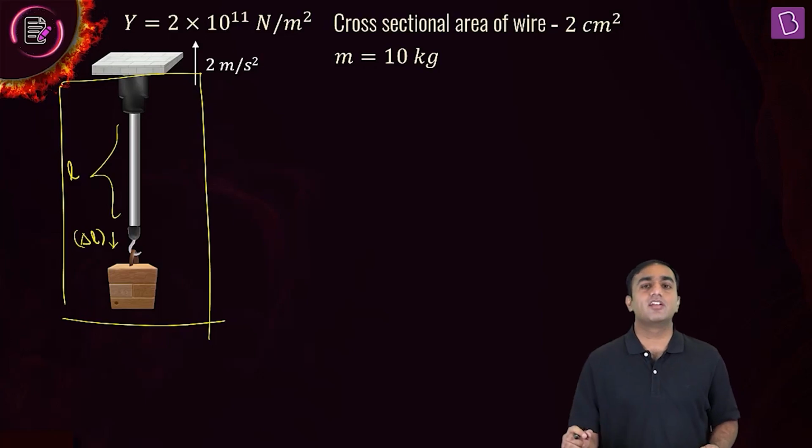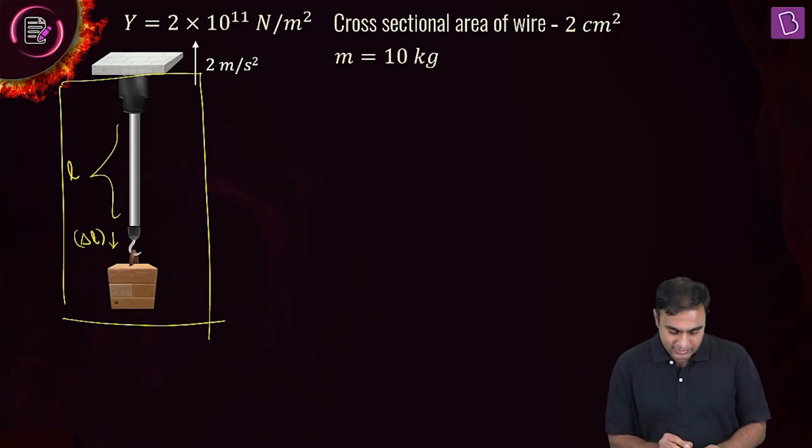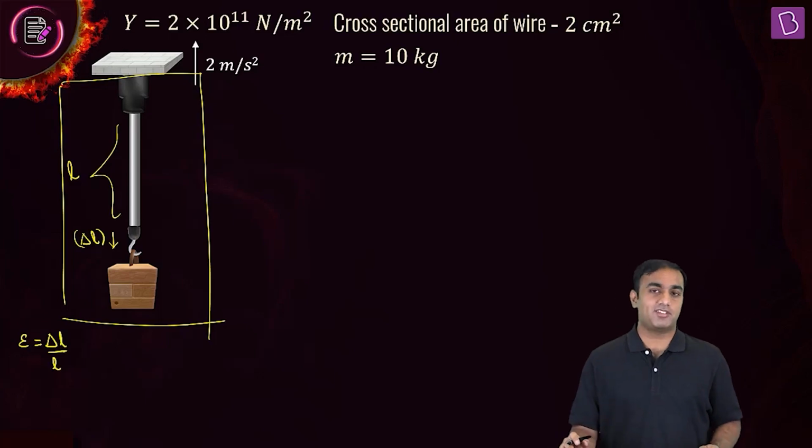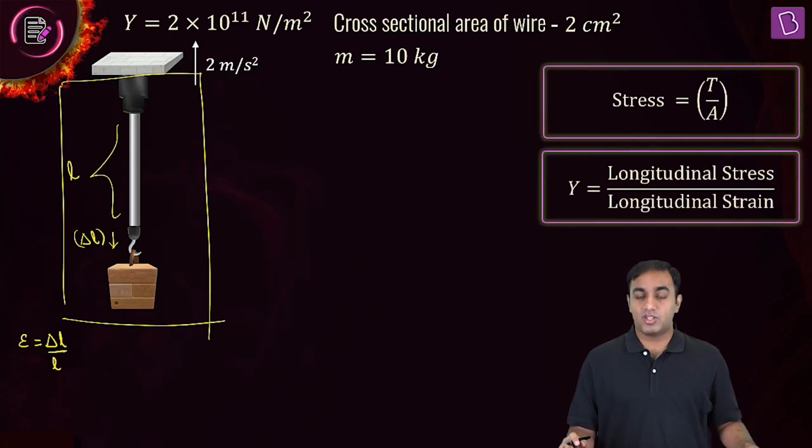What do we need? The longitudinal strain, which can be defined as the ratio of the change in length in the wire to the original length of the wire. How do we find this? What comes to our help? It's the definition of Young's modulus of elasticity. It is defined as a ratio of the longitudinal stress to the longitudinal strain. We have defined longitudinal strain already. Let's look at longitudinal stress.